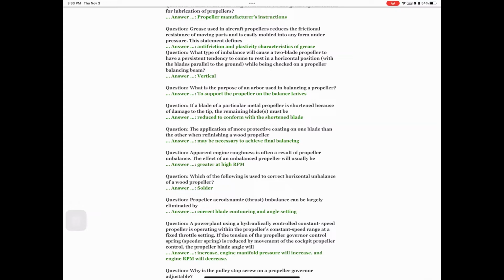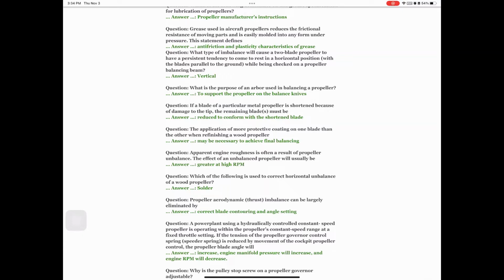Question. Apparent engine roughness is often a result of propeller unbalance. The effect of an unbalanced propeller will usually be: Answer. Greater at high RPM. Question. Which of the following is used to correct horizontal unbalance of a wood propeller? Answer. Solder. Question. Propeller aerodynamic thrust imbalance can be largely eliminated by: Answer. Correct blade contouring and angle setting.